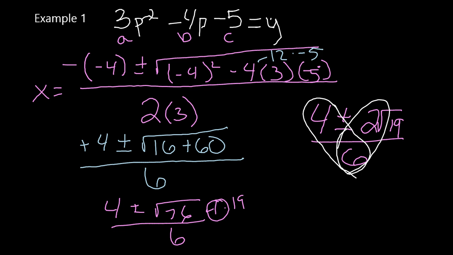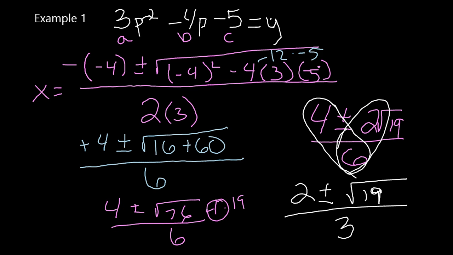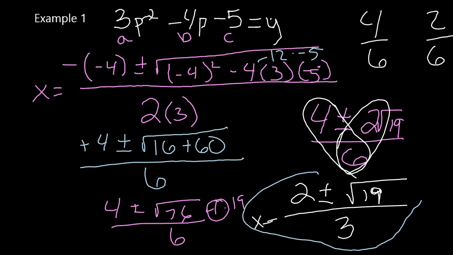So 4 divided by 2 is 2, plus or minus 2 divided by 2 is 1, and you don't actually have to write your 1. So the square root of 19, all of that over 6 divided by 2 is 3. So ultimately, we just took 4 over 6 and reduced it, and 2 over 6 and reduced it, but we left it combined as 1. So your answer to this quadratic is x equals 2 plus or minus the square root of 19 over 3.